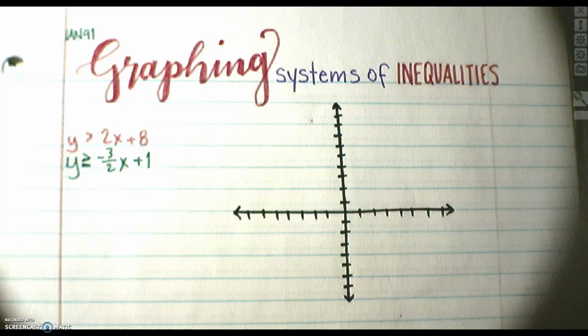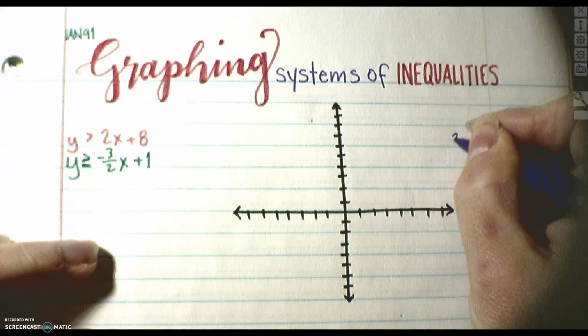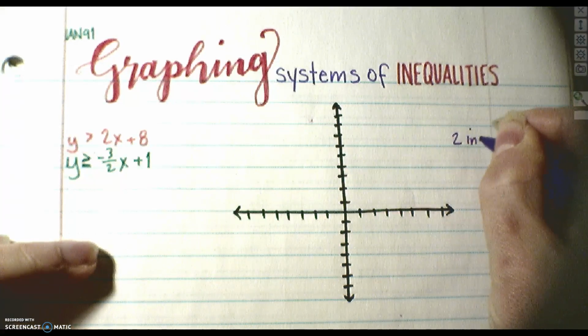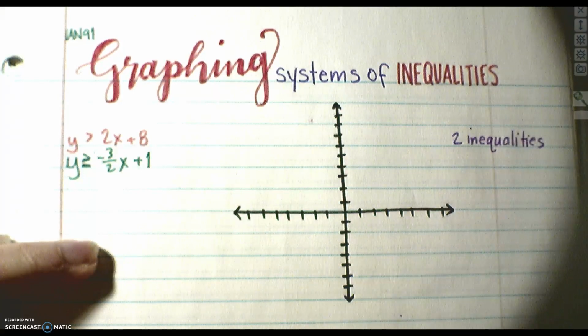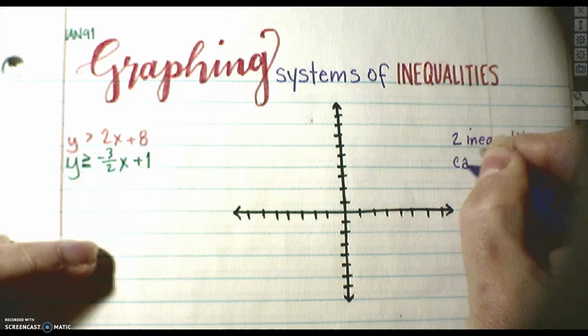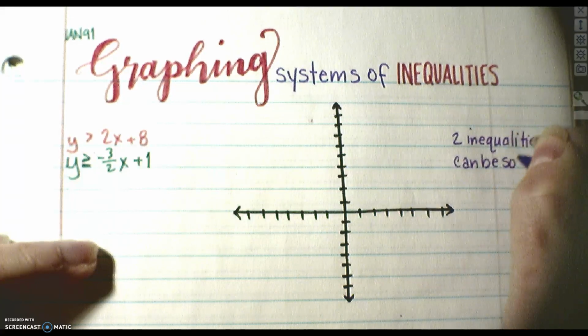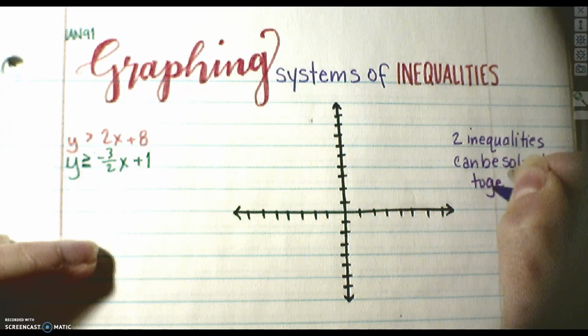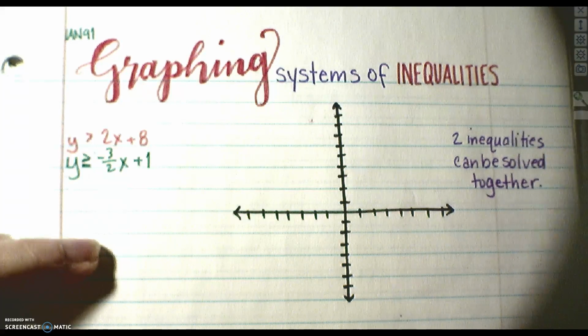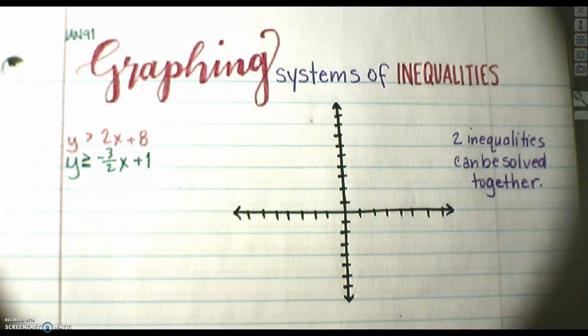Just like a system of equations, a system of inequalities is two inequalities that can be solved together. And we're going to solve these by graphing today. So of course the first thing we have to do is graph them.